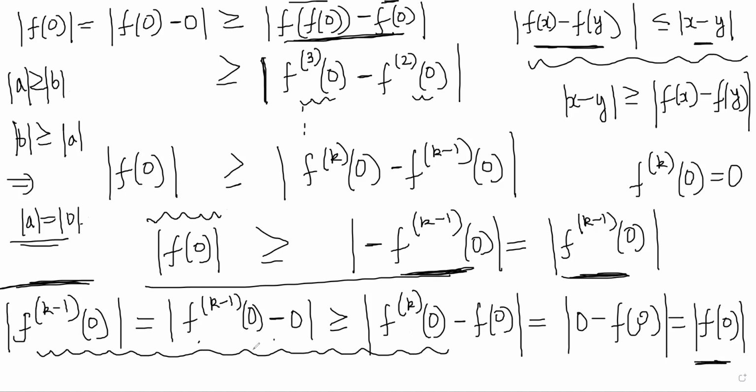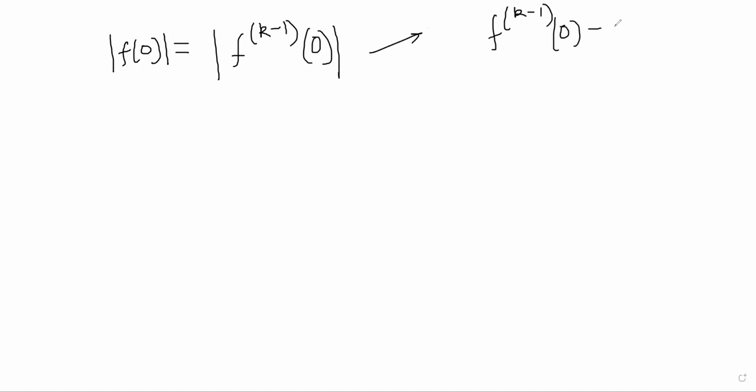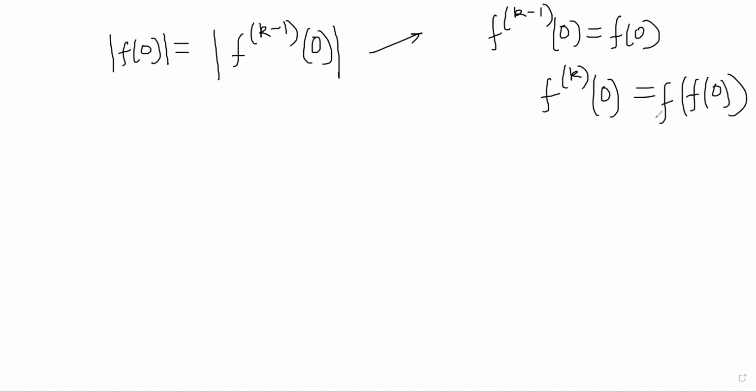So therefore, we can now say that mod of f of 0 is equal to mod of f of k minus 1 of 0, right? If you have that, that implies two conditions. f of k minus 1 of 0 is equal to f of 0, right? But then from here you would get f of k of 0 is equal to f of 0, right? But f of k of 0 is 0 according to our assumptions. So you're getting f of 0 is 0.